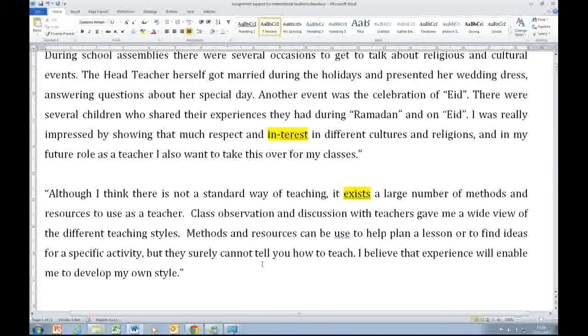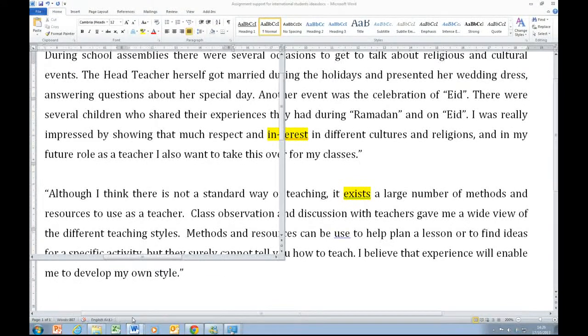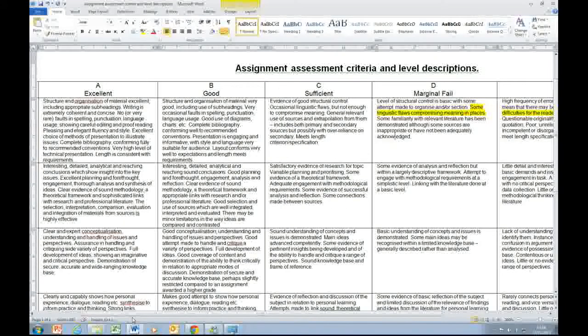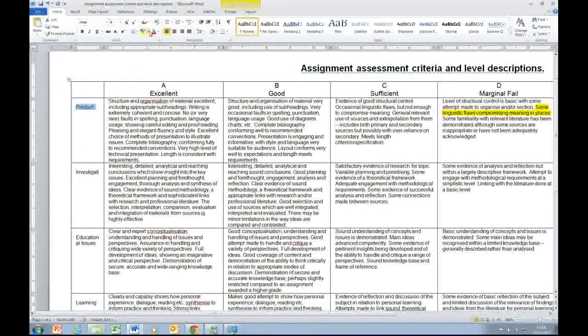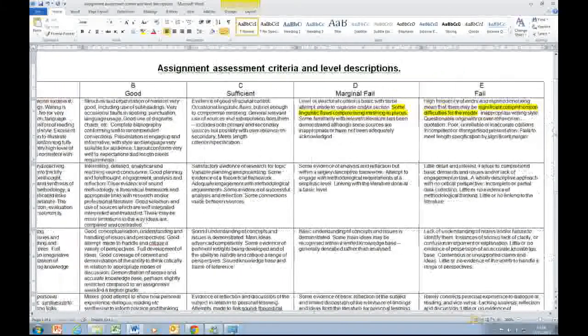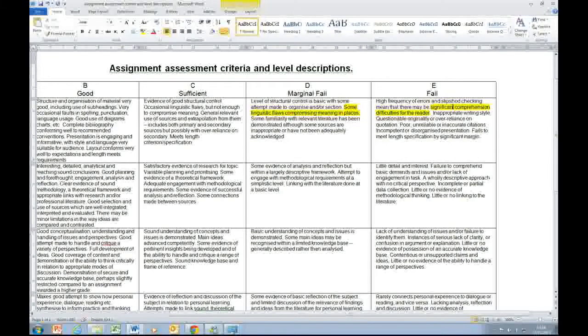Now, this is particularly important because if we look at the assignment assessment criteria and level descriptions, you can see that under product, which is a fourth of the actual grade, under fail, you would see significant comprehension difficulties for the reader. So it's important that we try to avoid any comprehension problems for the reader here. And the margin of fail is slightly more lenient. You have got some linguistic flaws, compromising meaning in places.